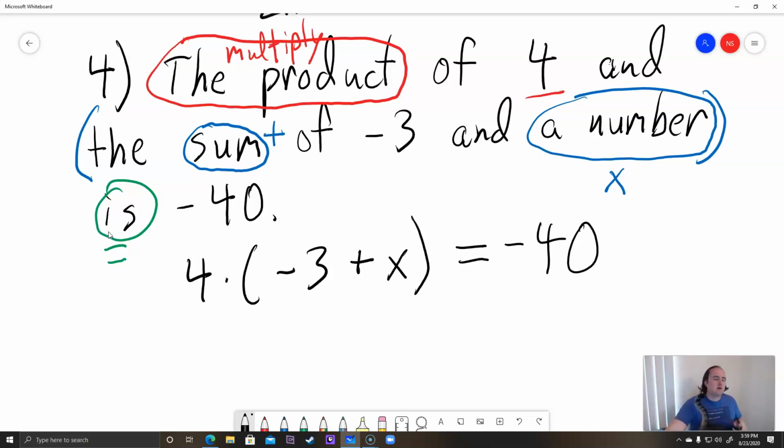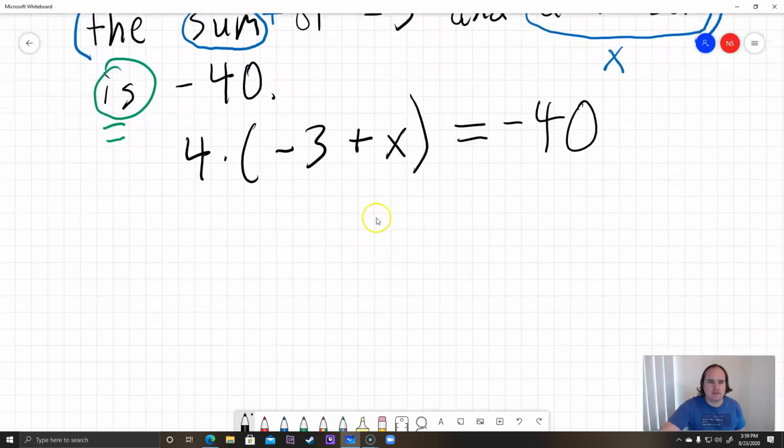Okay. All right, so we finished that. That was example number 4. And there's a couple more tricks that I should probably show you. So problem number 5, example number 5.